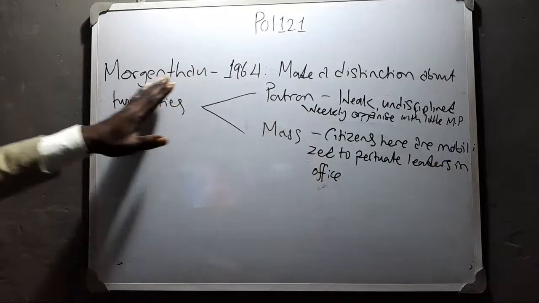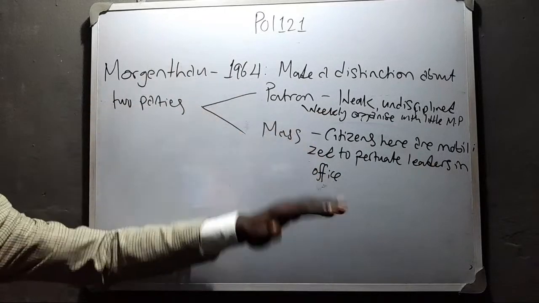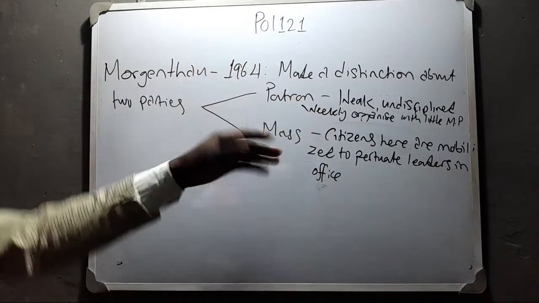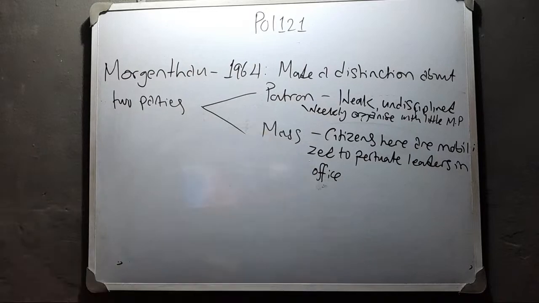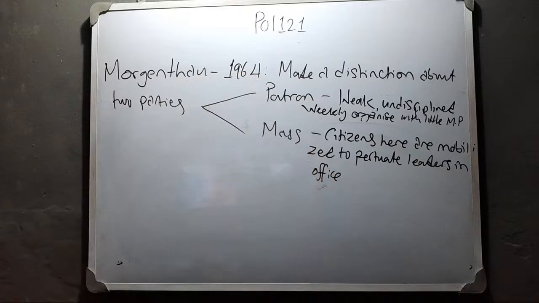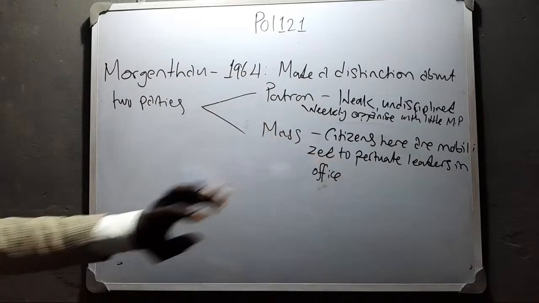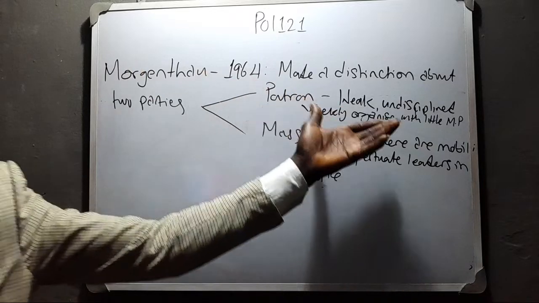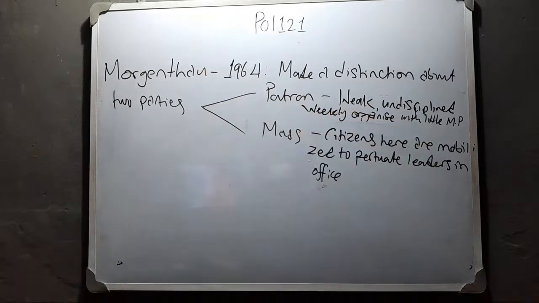So, Morgenthau gave this explanation about the patron and the mass parties. Okay? And here, in mass parties, Ghana, Ivory Coast, or Guinea fall under this category. And most other African countries fall under the patron parties.